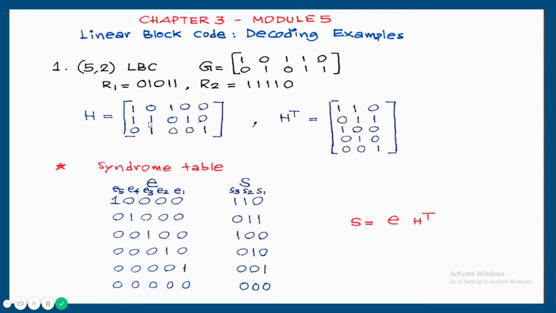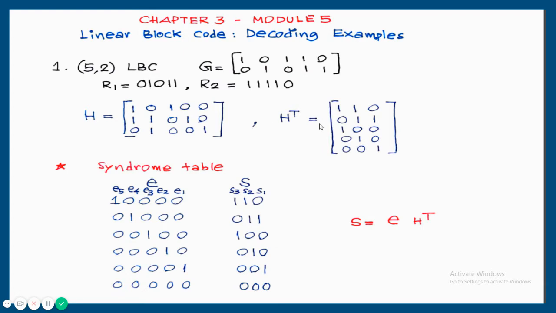Now there are 3 rows, so we should go for a 3 by 3 identity matrix, 100, 010, 001. This identity matrix and this identity matrix dimensions are not the same. This identity matrix is K cross K, this is N minus K cross N minus K. Here K cross K, that is 2 by 2, and here N minus K, that is 3 by 3.